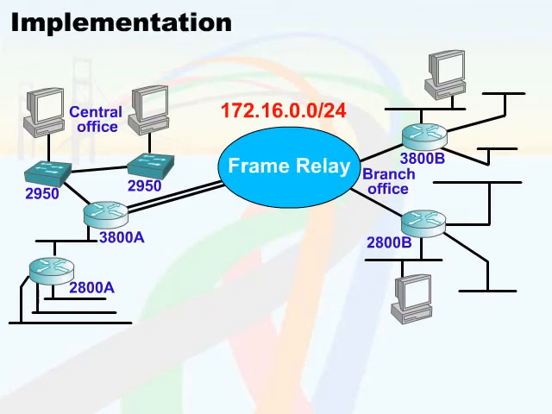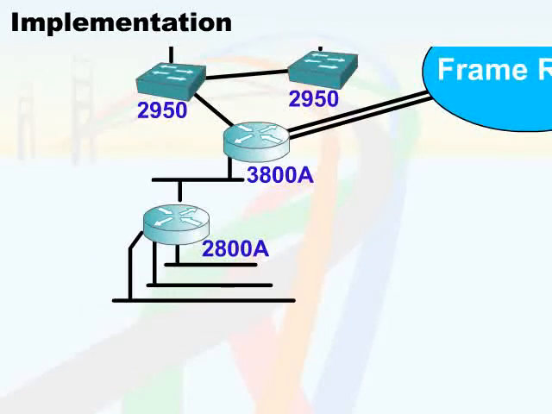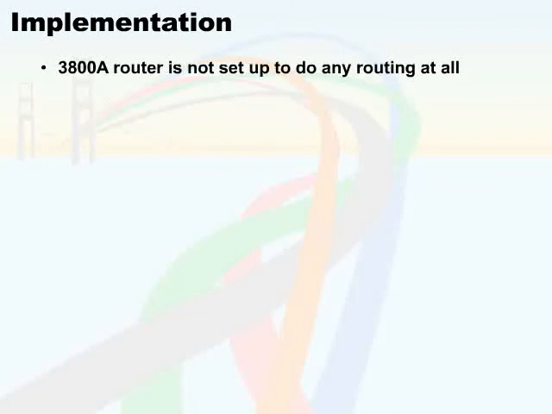To help you understand routing better, I'll first show you how it's used from point to point between routers. I'll primarily be working with two routers, the 3800A router and the 2800A router. We're going to work in this area down here because it will be very easy to understand if we do that. Note that as yet, my 3800 router is not set up to do any routing.